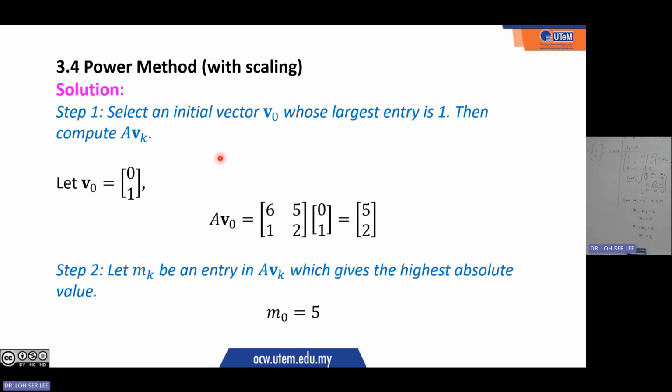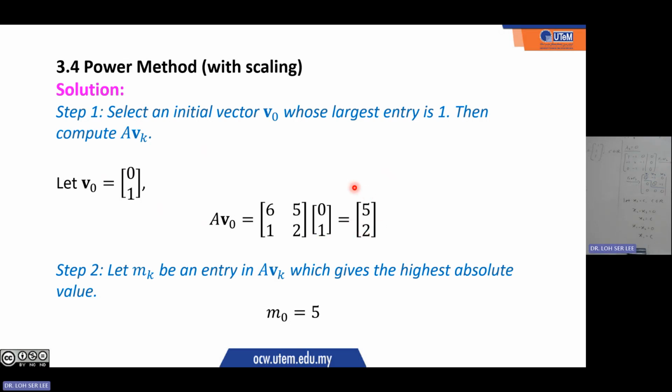So these are the steps. Step 1, we will find AVk. The iteration starts from 0. So when k is 0, we have AV0. A is the matrix A, V0 is the starting vector. Here you have to know how to compute the multiplication. Always row followed by column. That means 6 times 0 plus 5 times 1, then you get 5. Then second row with the column, you get this 2.